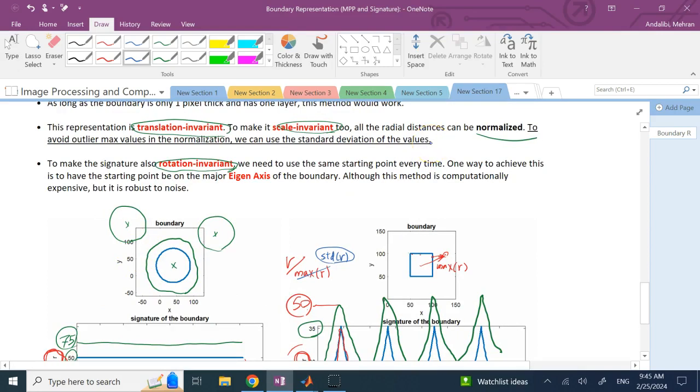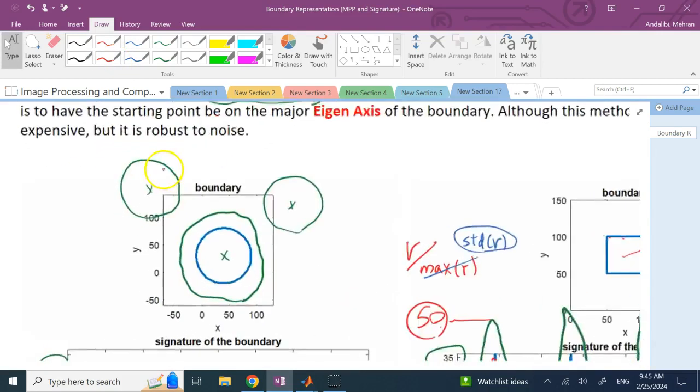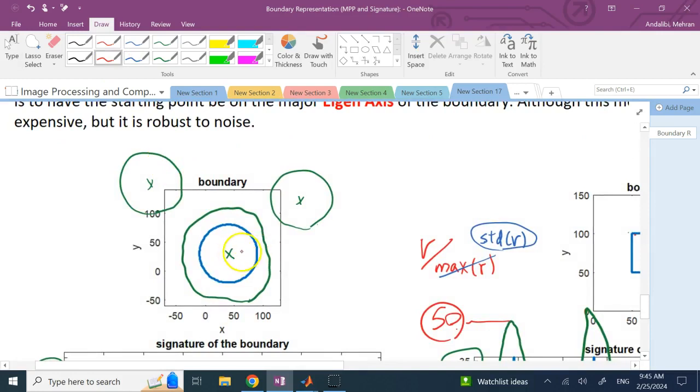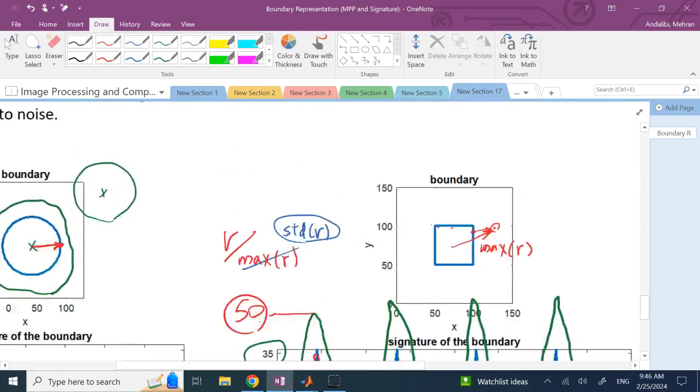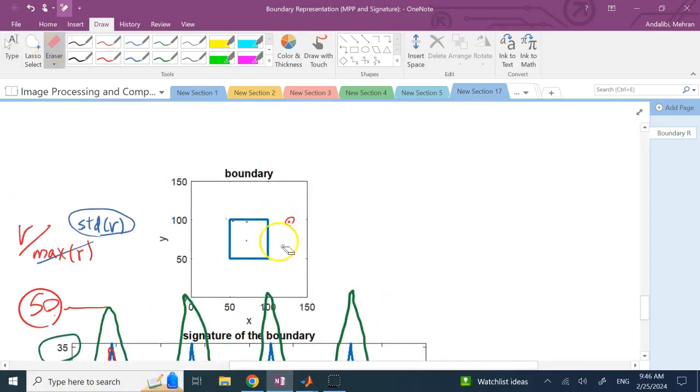Now, how about rotation invariance? How would you make it robust to rotation? It works if your start point is always the same point. What does that mean? Well, here you might say it's easy. I always start from theta of 0. So I always look on my right side and start scanning from there.